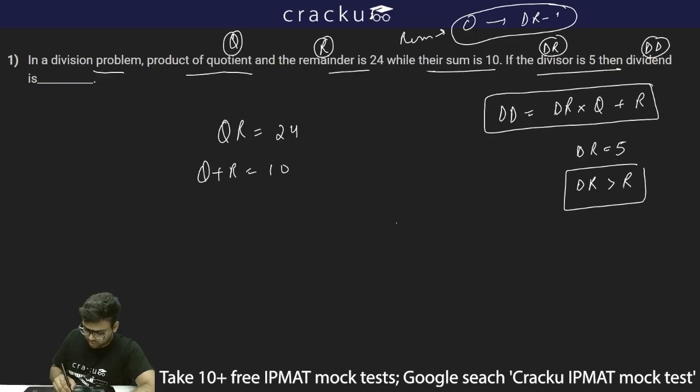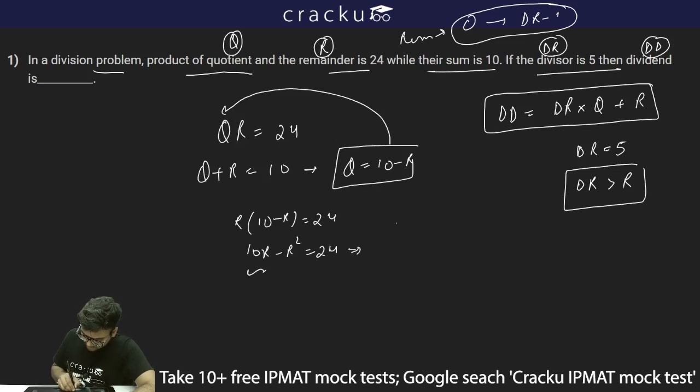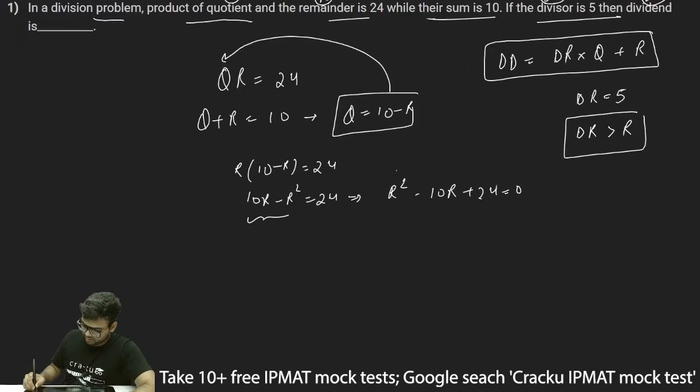So Q plus R is equal to 10. So I can write Q is equal to 10 minus R. Now I can directly put this in the first equation. So this will become R into (10 minus R) is equal to 24. 10R minus R square is equal to 24. I can take the entire thing to the right hand side, so this will become R square minus 10R plus 24 is equal to 0. Now this can be factorized to R square minus 6R minus 4R plus 24 is equal to 0, and this will be (R minus 6) into (R minus 4) is equal to 0.